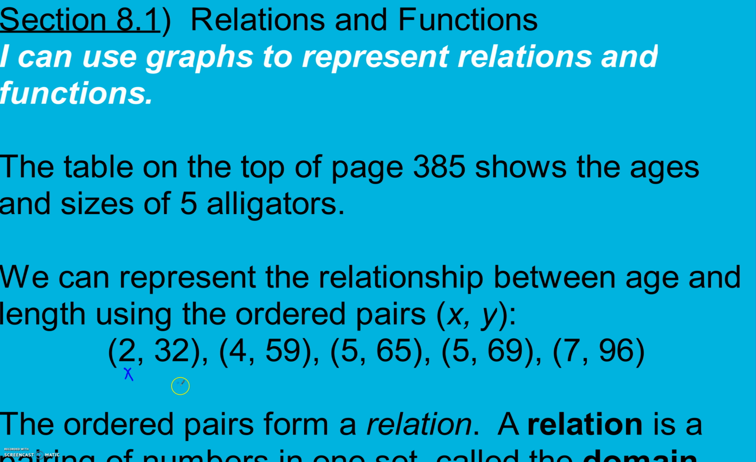So here x is 2, y is 32. X is 4, y is 59. X is 5, y is 65. X is 5, y is 69. X is 7, y is 96. The ordered pairs form a relation.